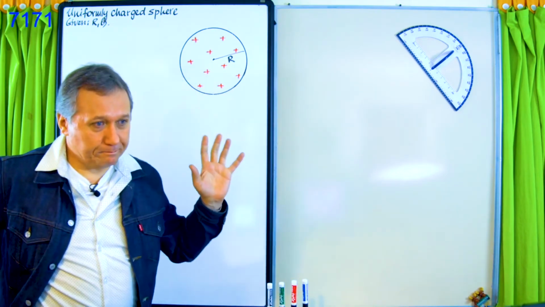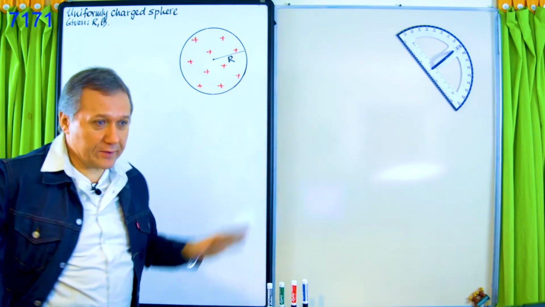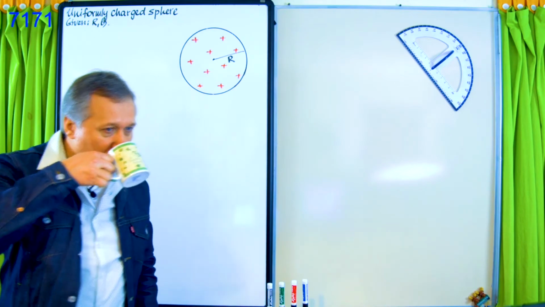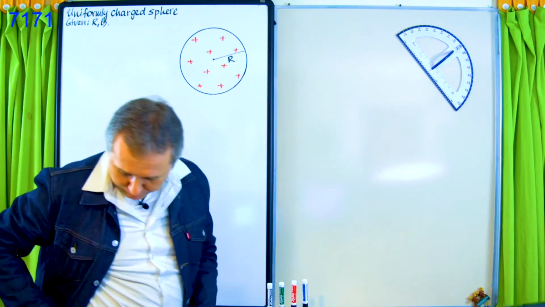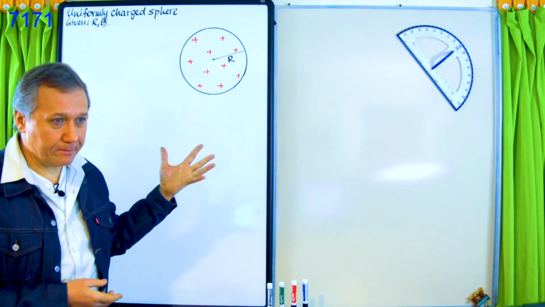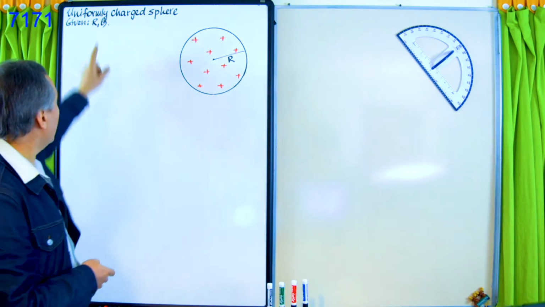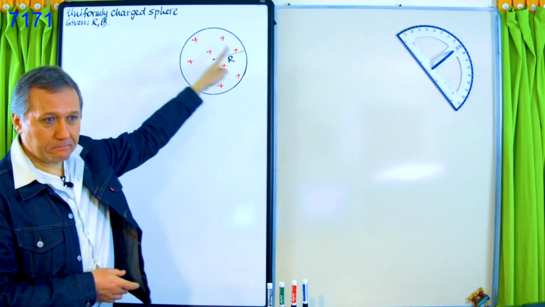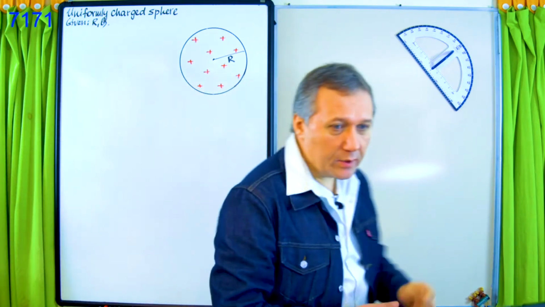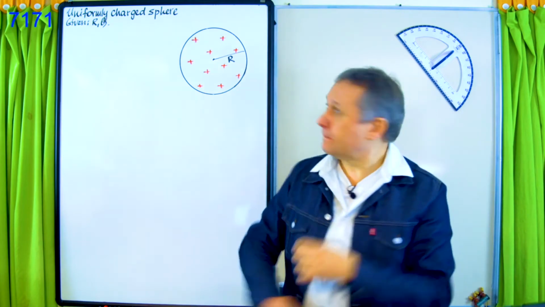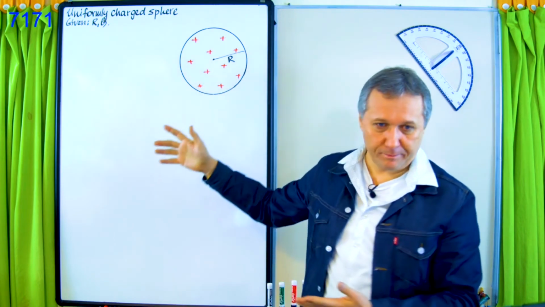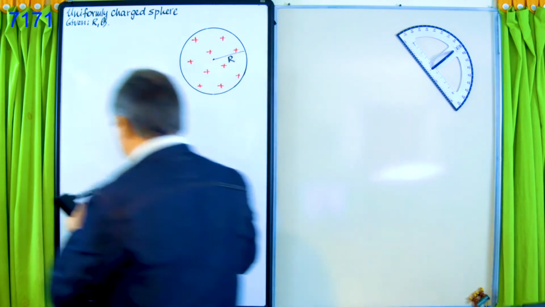So we have a uniformly charged sphere. And let's assume it's positively charged. So what do we know? The total charge in the sphere and the radius of that sphere. And the question is, we need to find the electric field outside, part A, and inside of the sphere, part B. Okay? So let's start with part A.